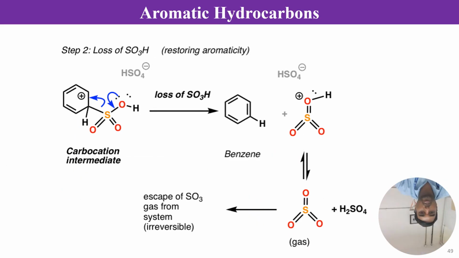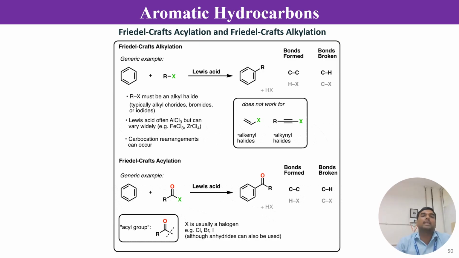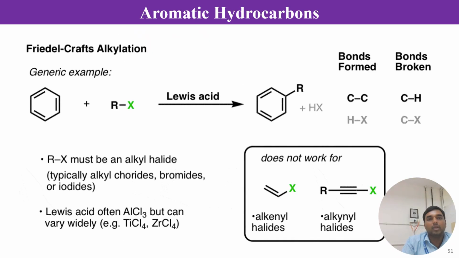So loss of SO3H. And in the case of Friedel-Crafts acylation or alkylation reaction of benzene, when it reacts with alkyl halides, it will form alkyl-substituted benzene. And when it reacts with acyl halides, it will form acyl-substituted benzenes. In both cases, similar to a halogenation reaction, you need alkyl halides. So for example, benzene, R halide, Lewis acid, you can get R-substituted benzene.